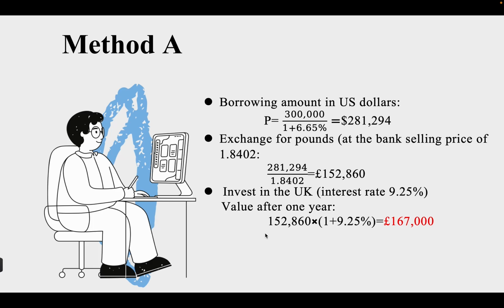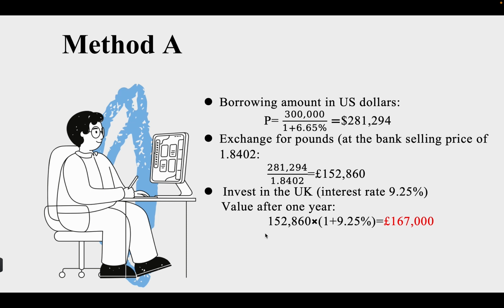Immediately converting the borrowed dollars into pound sterling is step 2. Note the key rule here. When an exporter buys pound sterling with dollars, the bank applies the quoted price for selling pound sterling, which is the higher of the spot exchange rates, 1.8402. Dividing $281,294 by 1.8402 converts it to 152,860 pounds.